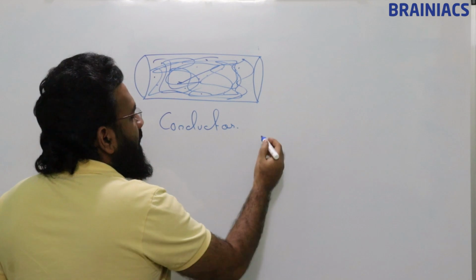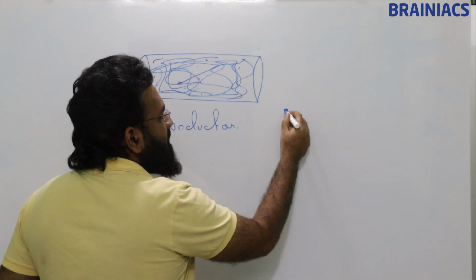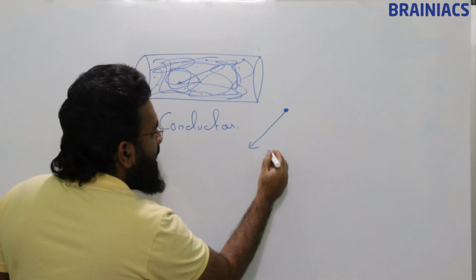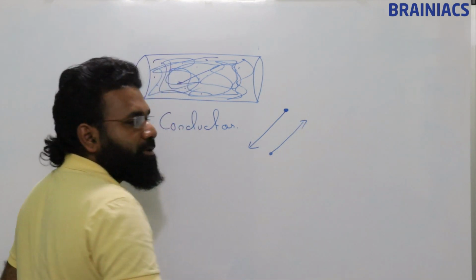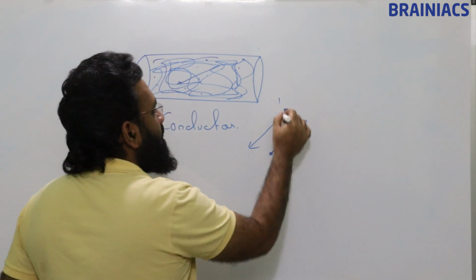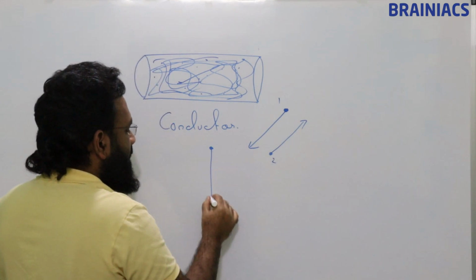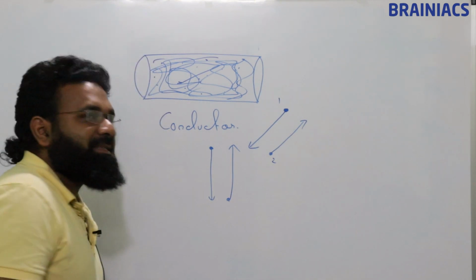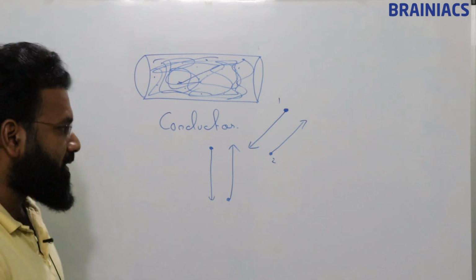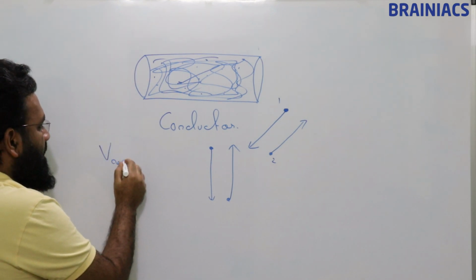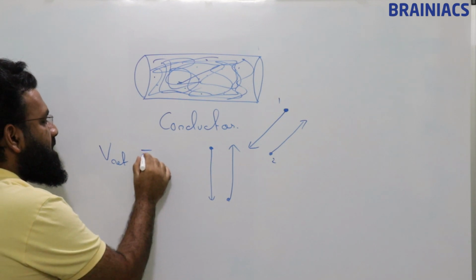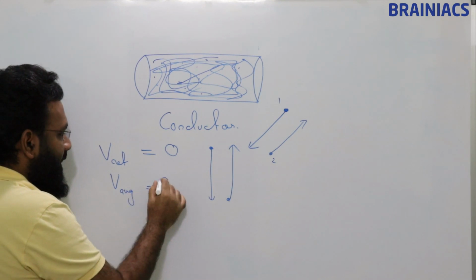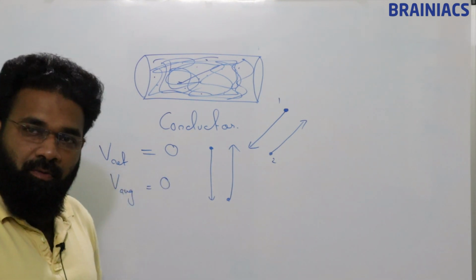Say for example, if this is one electron moving in this direction, another electron will be moving in the opposite direction. If one electron is moving in this direction, definitely another electron will be moving in the opposite direction. So we can say the net velocity is 0, or we can say the average velocity. That will be the correct term. Average velocity will be 0.